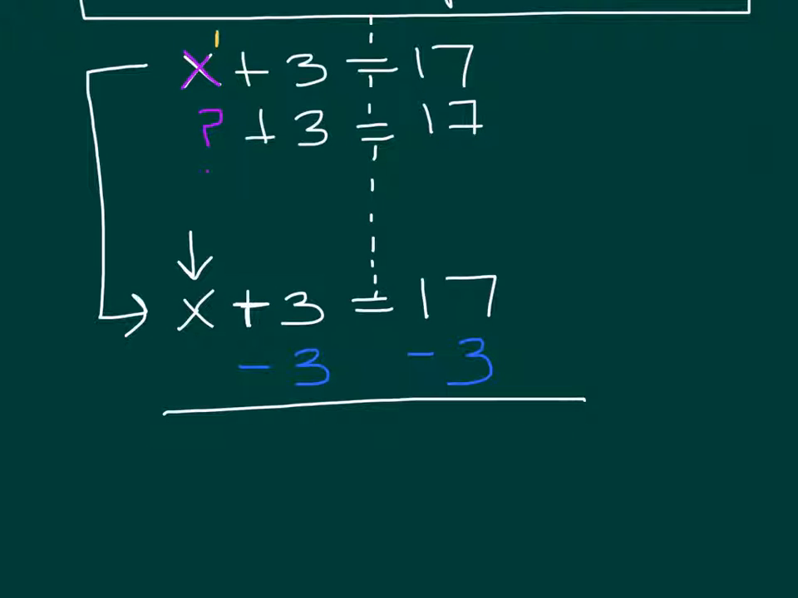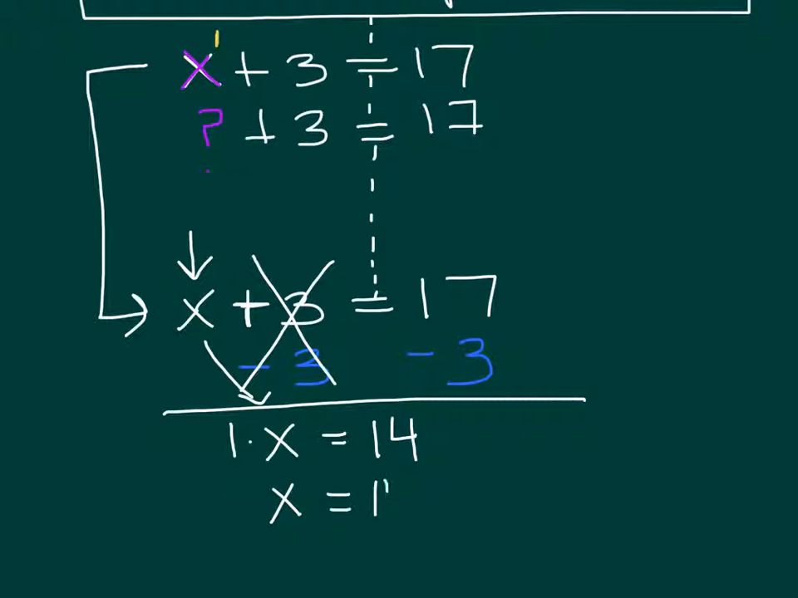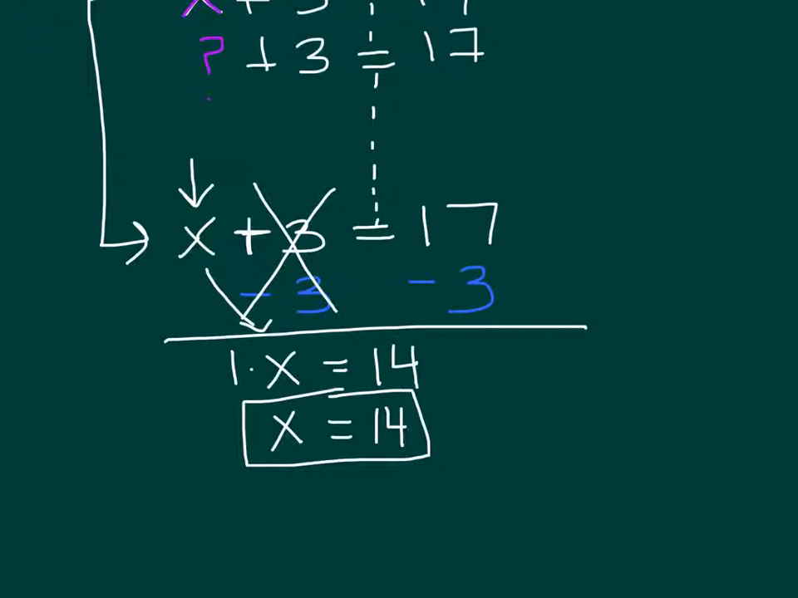So why did I do this? Well, because what's 3 minus 3? That's 0, so that cancels. And then I'm left with x, which is really 1x if you want to write 1x. And then 17 minus 3 is 14, right? 1 times x is x, so x equals 14. So we call this the solution to the equation.